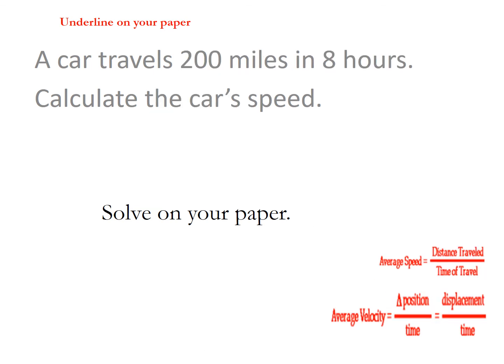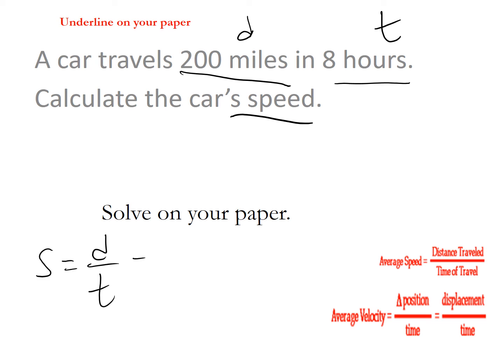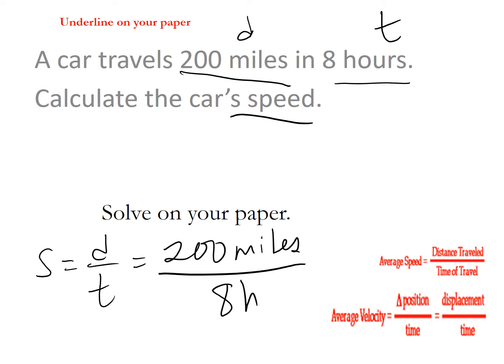A car travels 200 miles, so you should underline miles, which is distance, in 8 hours, which is your time. Calculate the car's speed. So speed equals distance over time equals 200 miles over 8 hours. So 200 divided by 8 is just 25 miles per hour.